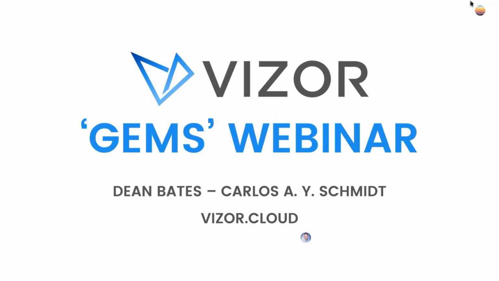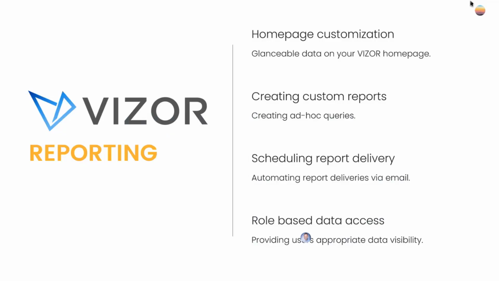welcome. So today's webinar, we're going to focus on reporting, and in particular, we're going to look at four main areas. So the first one is the VIZOR homepage, and what we can do on that homepage to provide at-a-glance information. So when you log into VIZOR, you see the information which is important to yourself as a user, so you can go on with your day.